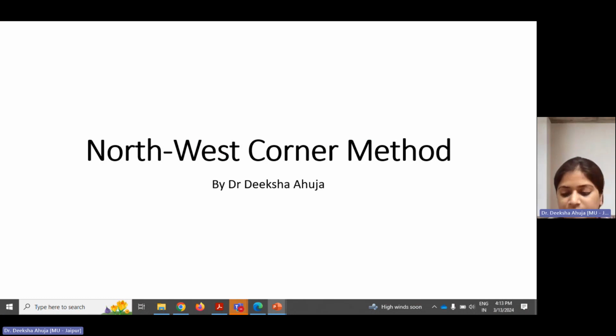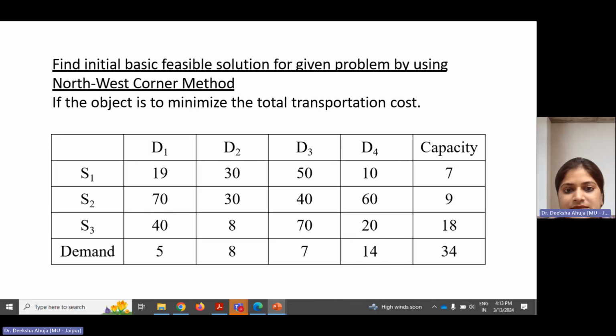So, dear students, let's start learning the first method of solving the transportation model, that is the northwest corner method. So, this is how the question will be given to you.